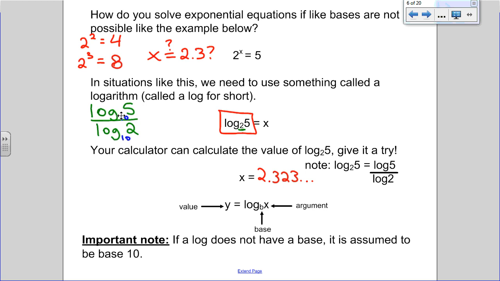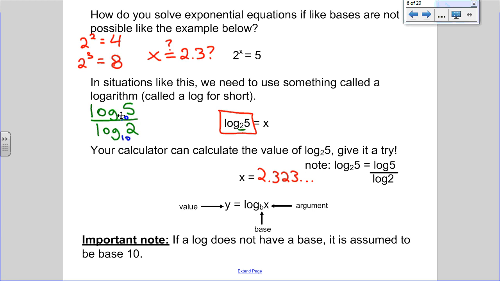How do we know to put log 5 first? The argument always goes on the top. Smaller number always goes on the bottom. That's a good point. So when you're trying to put this in your calculator to calculate what the value is, the base is the bottom, B and B. The argument's the top.